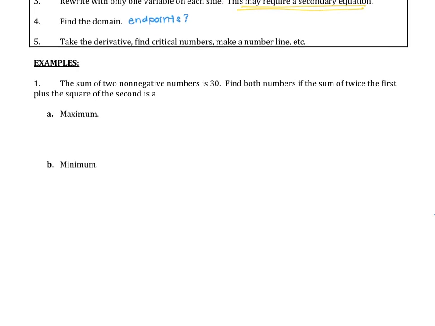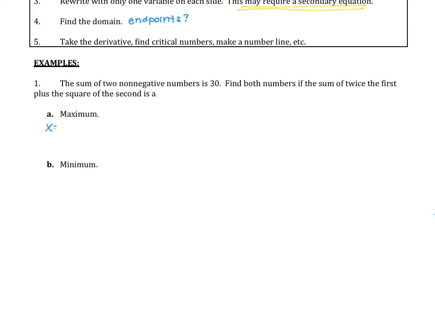Okay, so let's look at this first example. It says the sum of two non-negative numbers is 30. Find both numbers if the sum of twice the first plus the square of the second is a maximum. So as I said before, the first thing we want to do is write an equation based on what we're maximizing or minimizing. In this case, we're maximizing. This statement says, find both numbers if the sum of twice the first plus the square of the second is a maximum. So let's start with defining our variables.